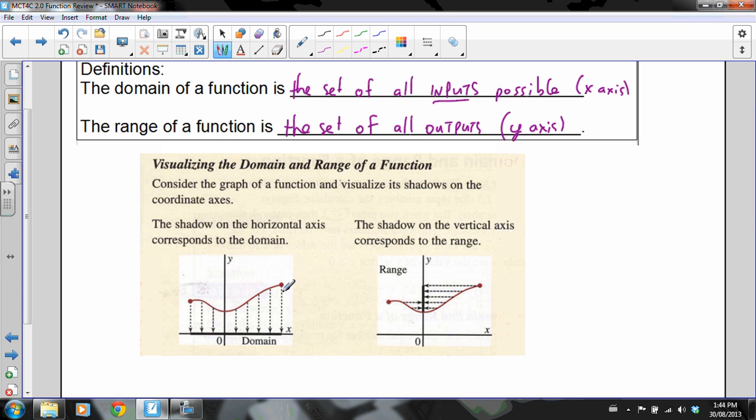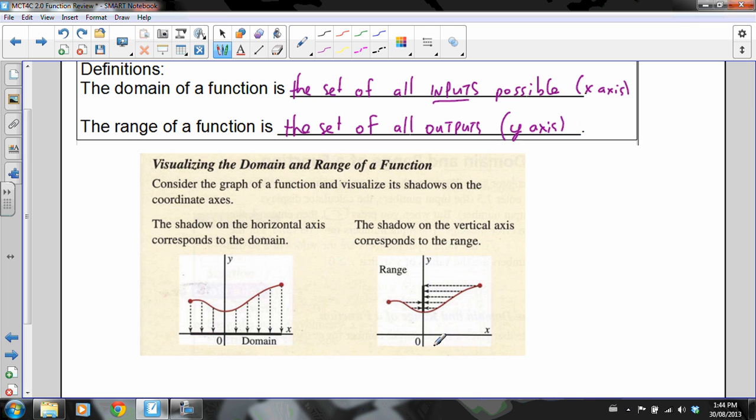But the domain is kind of like if you had a flashlight, it's the shadow on the x-axis. Over here there's no function to cause a shadow on the x-axis, so these values of x over here aren't part of the domain, right? And so these values, whatever they happen to be on the x-axis, are the domain. These are the set of all inputs possible, right?